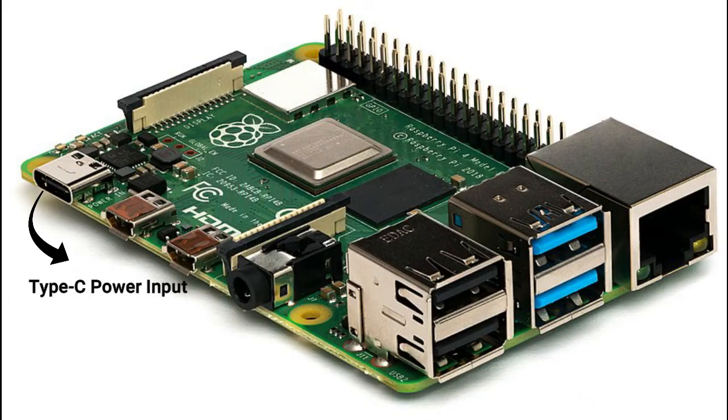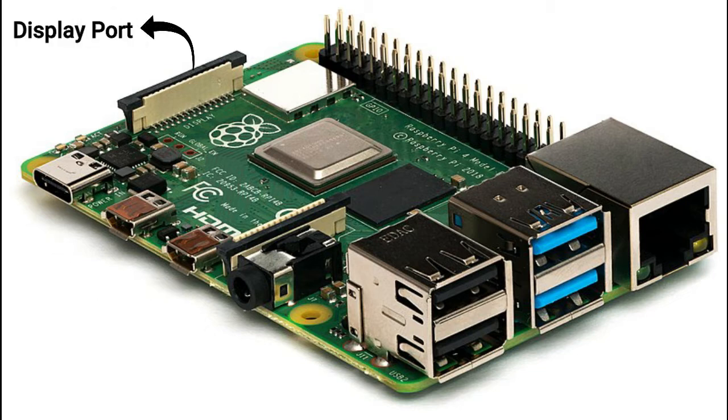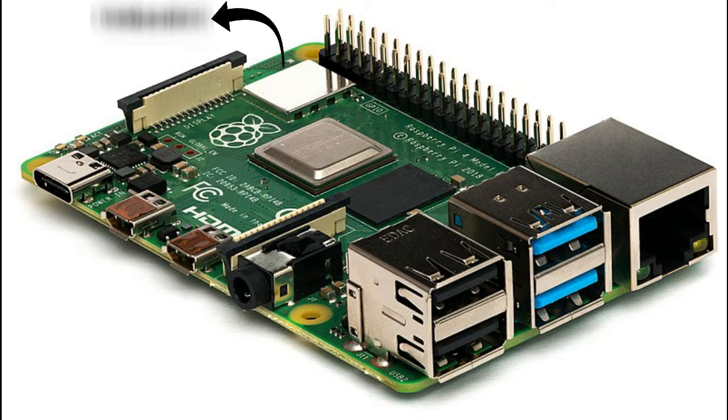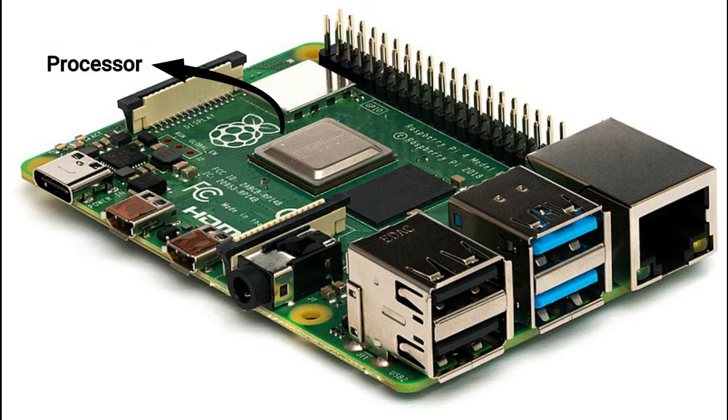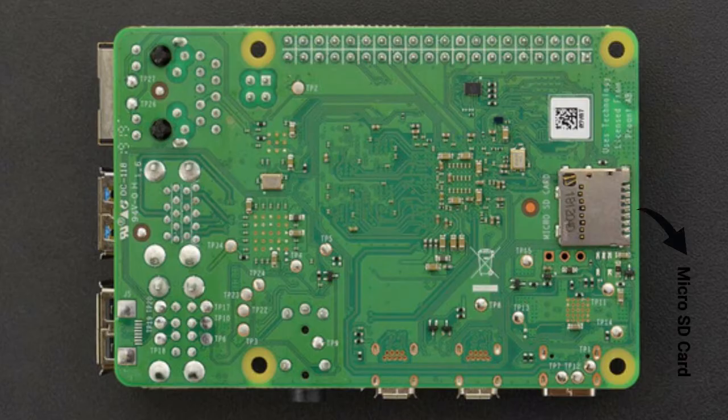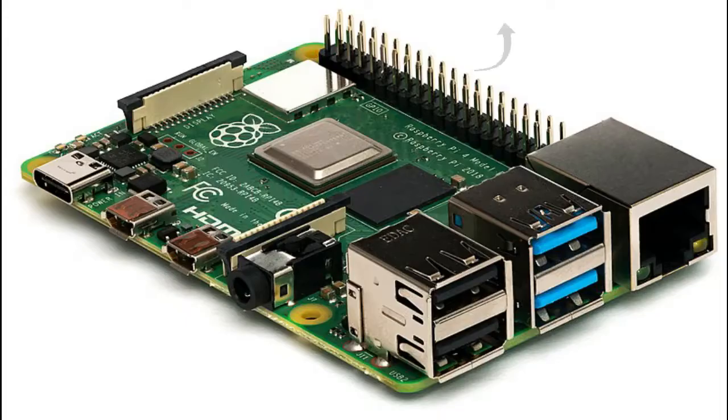This is the Type-C power input port. With this port you have to power the board with a 5-volt adapter. This is the display port where you can connect a Raspberry Pi display, and this is Bluetooth, and this is RAM where you can choose 1GB, 2GB, 4GB or even 8GB RAM, and this is the main processor of Raspberry Pi. And this is the micro SD card slot.